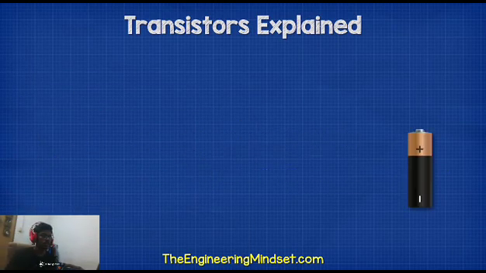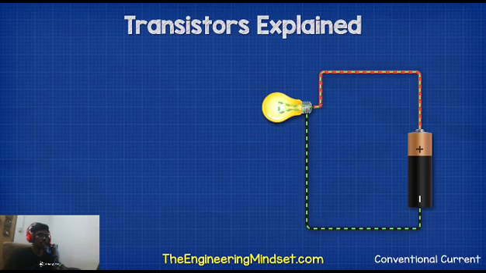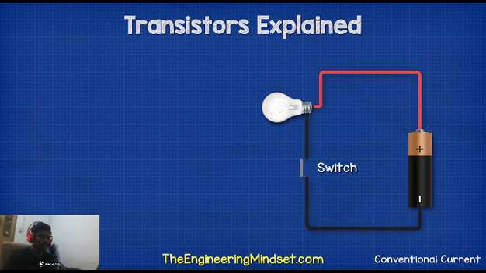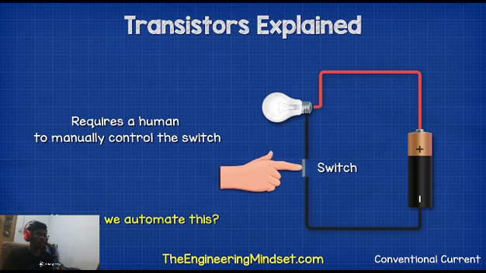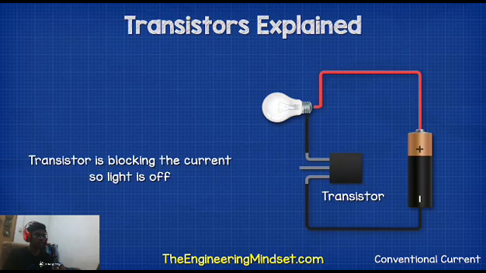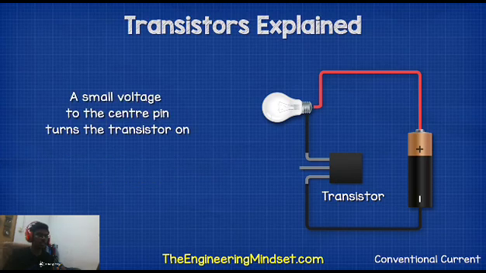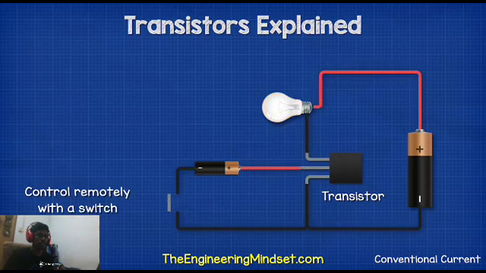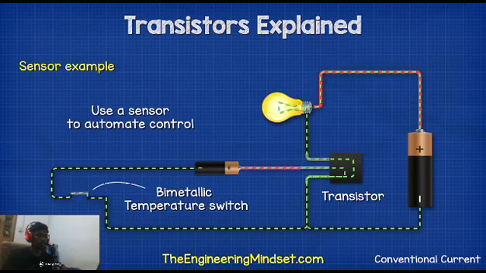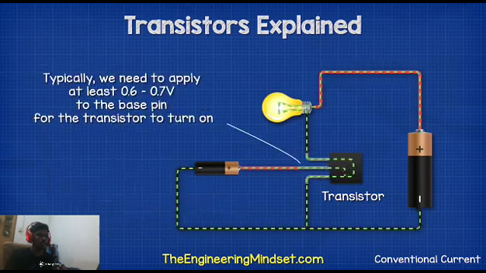Why do we use a transistor? The diagram shows a lamp and battery with an on and off switch. This requires a human to control the switch manually. How can we do this automatically? We can use a transistor. The transistor blocks the current, so the light is off. A small voltage to the center pin turns the transistor on, so the lamp will turn on. We can control it remotely with a switch.